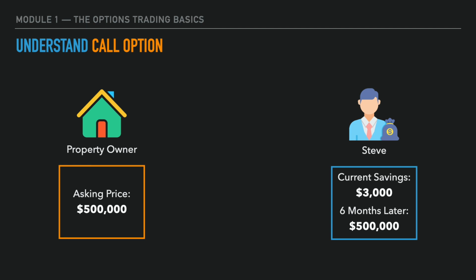This property is in a prime location with a great neighborhood. There are many other potential buyers who are interested in the same property as well. Steve understands that if he has to wait another 6 months, this house will most likely be sold, or the price will go up a lot higher. He wants to lock in the price of $500,000 over the next 6 months until he receives the money to pay for the house. On the property owner's side, his main goal is to sell this house at the price of $500,000 as soon as possible.